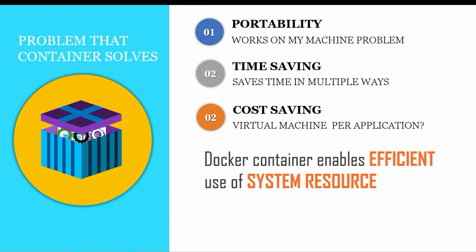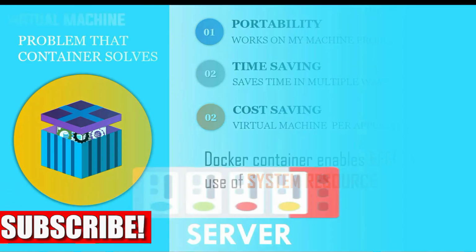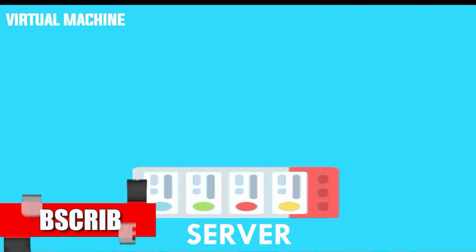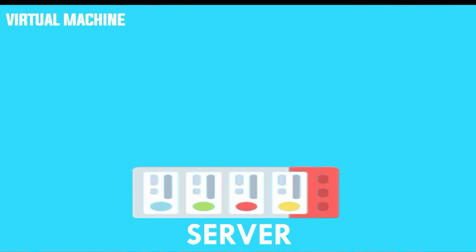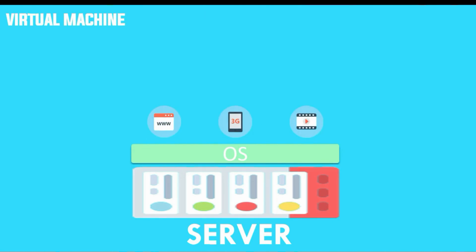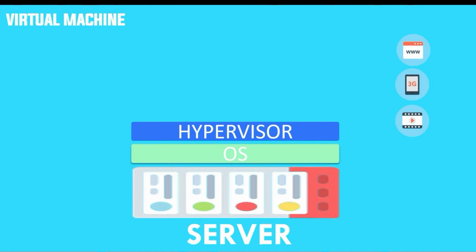Docker container enables more efficient use of system resources. Let's compare it with virtual machine to understand this. So how does a virtual machine work? You have a machine, could be a desktop, laptop, or a machine in the cloud. On top of that, we install an operating system. Normally, you run your application directly on these operating systems, but in case of virtual machine, you have a hypervisor here, which creates and manages the virtual machine.